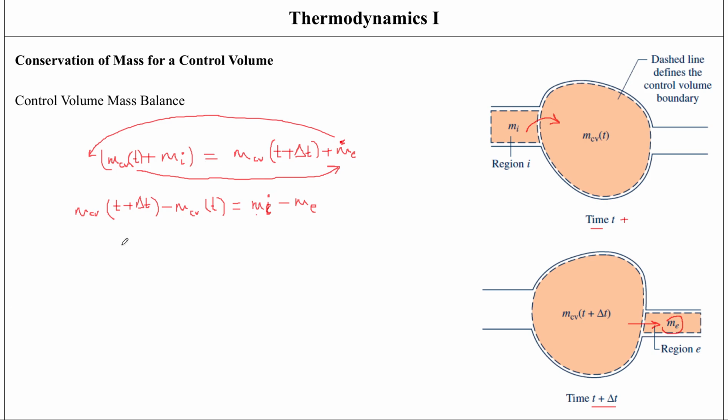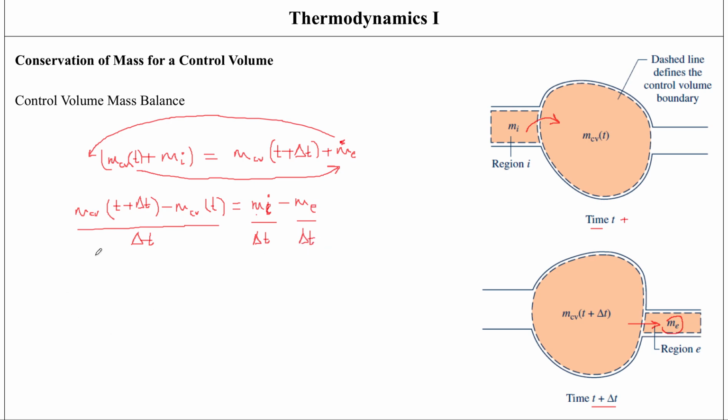And now I could just go ahead and divide this entire equation by delta t, right? So I could divide the left side by delta t if I want to express it on a time rate basis, and I could divide the right hand side by delta t as well. So mi divided by delta t minus me divided by delta t.